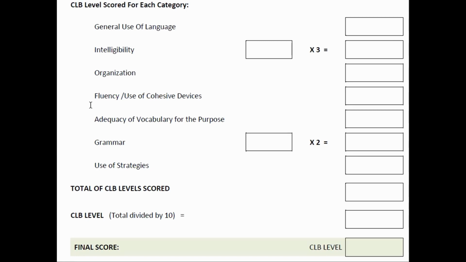Organization, fluency and use of cohesive devices. These are your transition words. Adequacy of vocabulary for the purpose, grammar, and use of strategies. And as you can see, grammar is times 2, so again, it's worth twice as much. These may not mean much to you because they're quite technical words, so let's see what they mean.